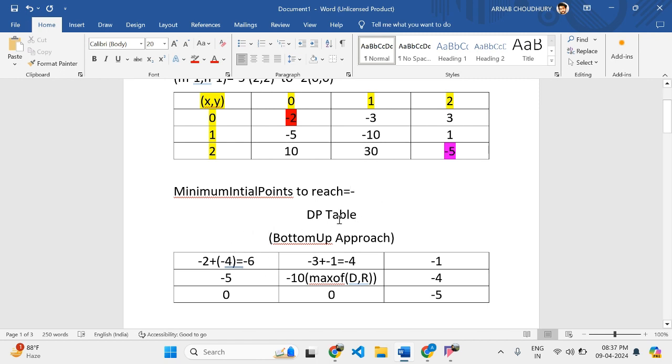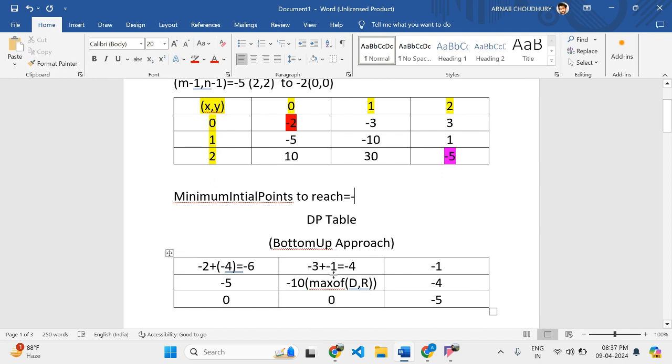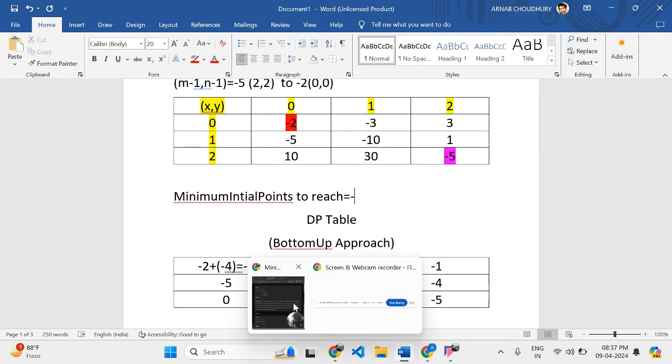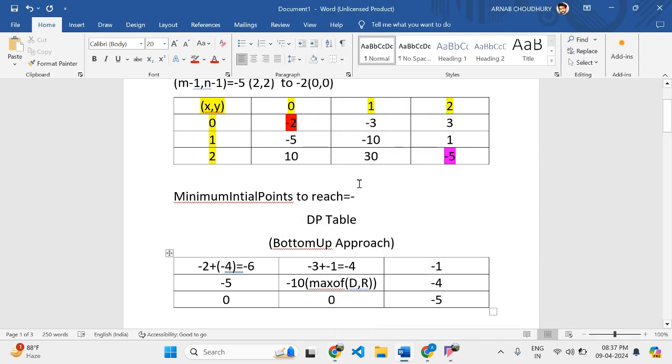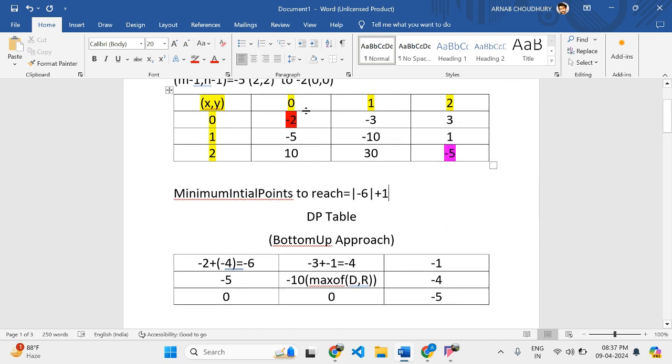Now you will ask me a question: why am I doing the addition in each and every cell? In the question it is given, at the very beginning, that whenever we pass through a cell, points in that cell are added to our overall points. So similarly the overall points are being added. Okay, so for -6, we will take the absolute value, so we can write it like -6 plus 1. So why are we taking 1 over here? Because initially whenever we are starting from a particular element, it cannot be 0. So initially the value has to be 1. Only then we can reach this -5, right?